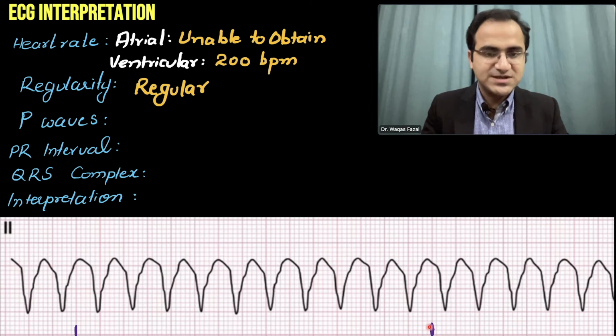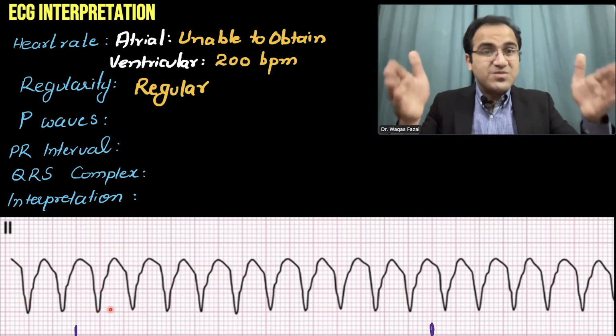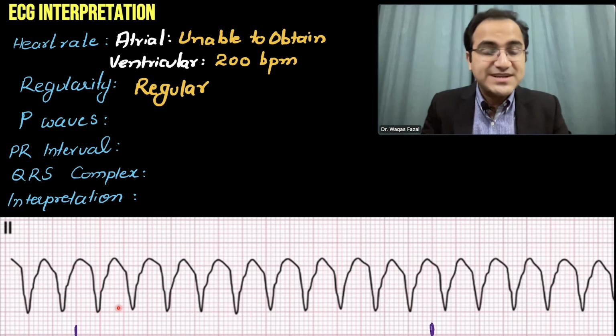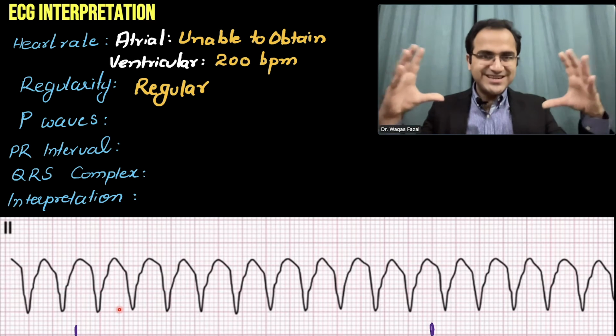In the 15 large boxes, the number of QRS complexes present is 1, 2, 3, 4, 5, 6, 7, 8, 9, 10. We multiply 10 by 2 because we need the QRS complexes in 30 large boxes. 10 multiplied by 2 is 20. So 20 QRS complexes are present in 30 large boxes.